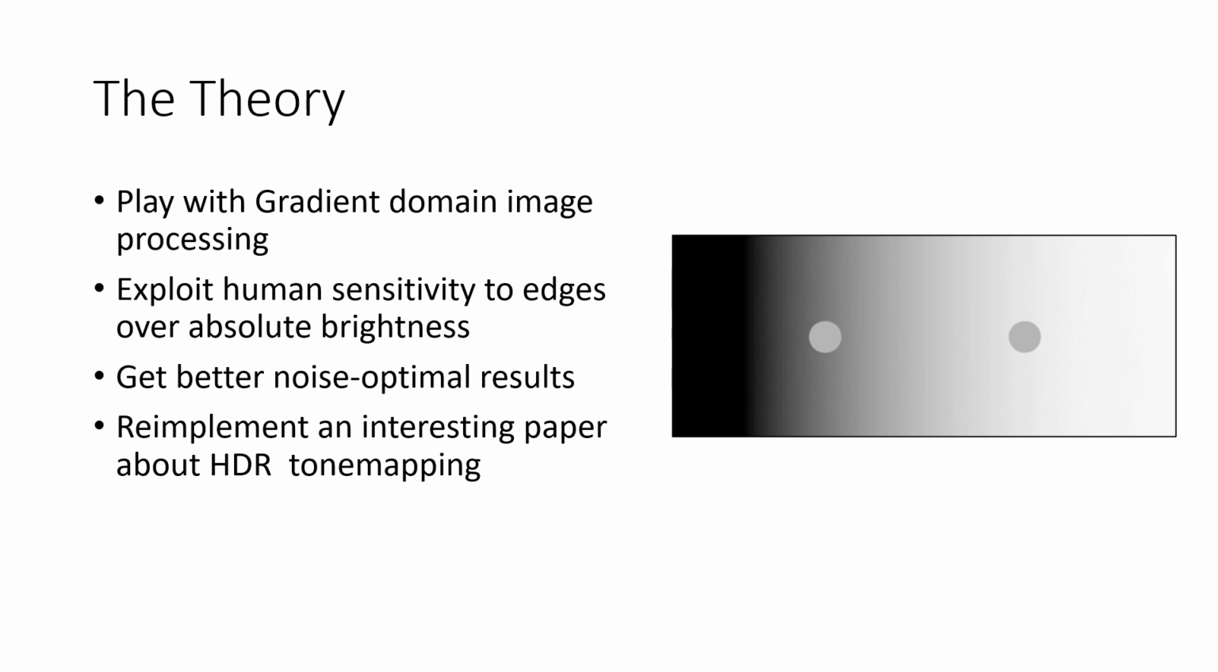The first one is that the human visual system is much more sensitive to edges between objects than to absolute brightness. For example, on the right, I have a pretty common optical illusion where the two dots are actually the same absolute brightness, but because of their surroundings, we perceive the right dot to be significantly darker than the left dot. And this can be exploited to produce better tone-mapped HDR images on limited dynamic range displays.